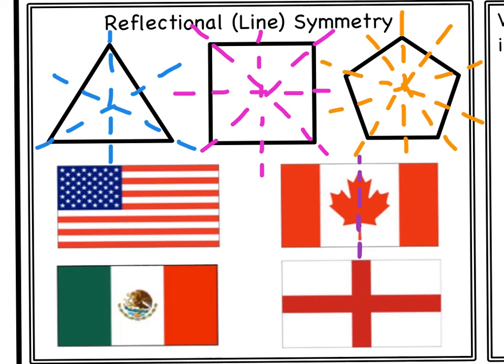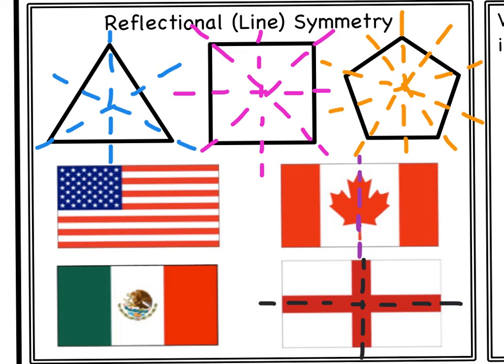So the last flag that we're going to look at is the flag of England, and it is the one in the bottom right-hand corner. And this one does have some lines of symmetry. You will notice that the flag can be cut straight down the middle here, and it will be the same on the left side as it is on the right. And I can also cut it horizontally, and it will be the same at the top as it is at the bottom.